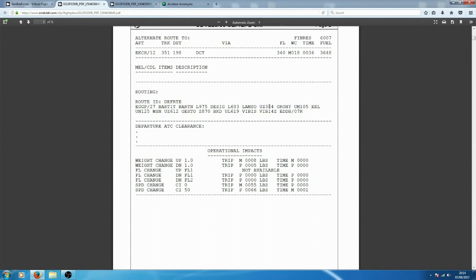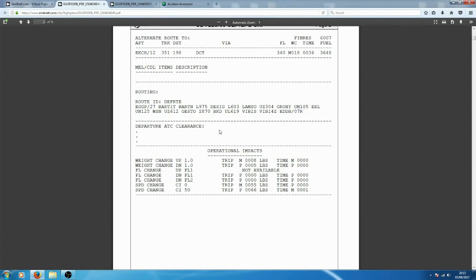So Upper Zulu 304 to Gronny, Upper Mike 105 to Echo Echo Lima VOR DME, Upper November 125 to Whiskey Sierra November VOR DME, Upper Zulu 612 to Gesto, Zulu 870 to Bravo Kilo Delta VOR DME, Upper Lima 619 to Vibis, and then it'll be the Vibit 4 Zulu, which will be your STAR into Echo Delta Bravo for 07 right.